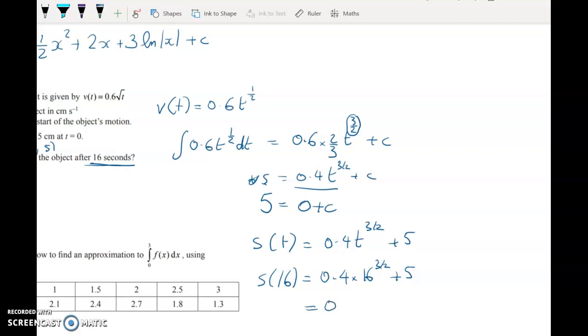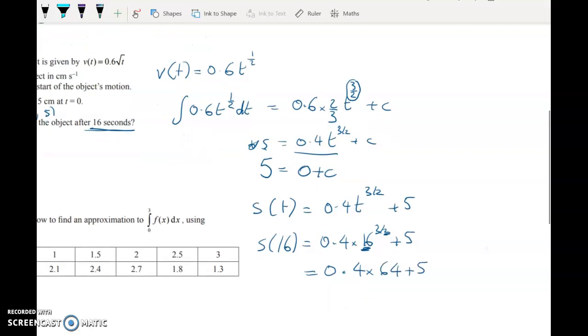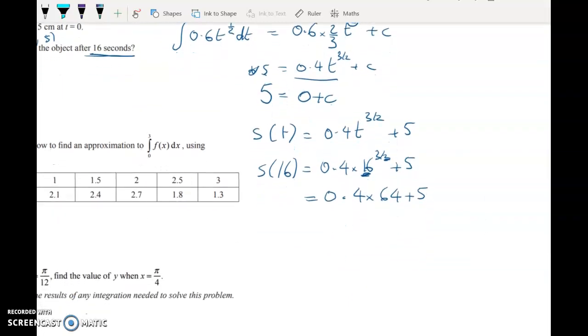I know you'll do this on your calculator, some of you, but the square root of 16 is 4, so then we need 4 cubed. So it's this. So 12.8 times 2, what have we got? 25.6 plus 5, so 30.6 centimetres for this one.